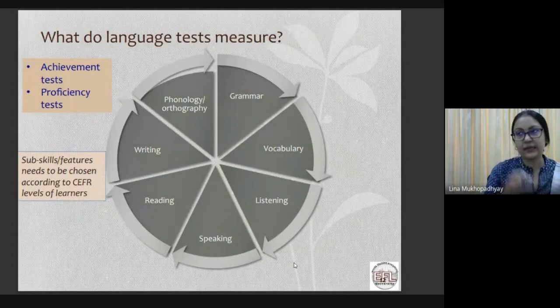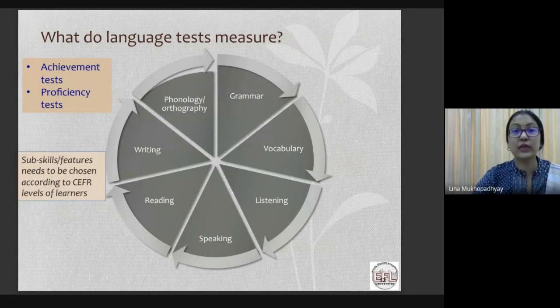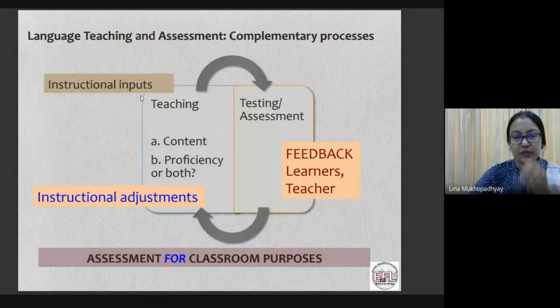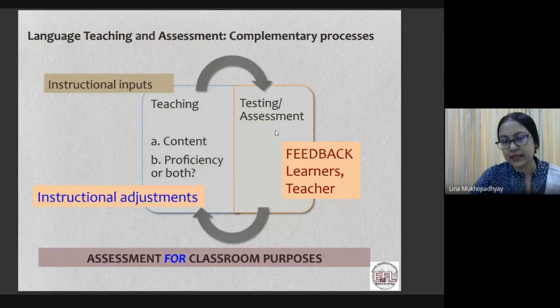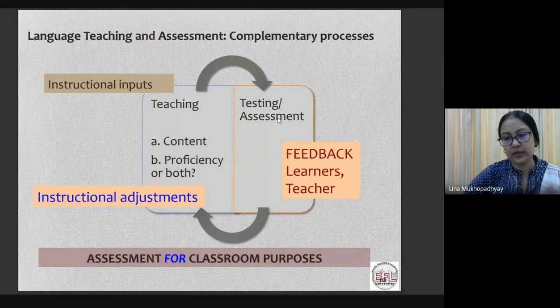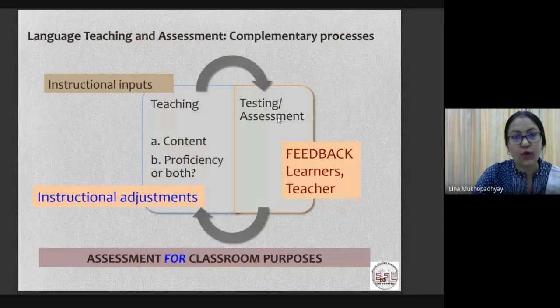So now let us look at the concept of language tests and assessment. If we think of language tests and assessment, there are two models that the teachers have in hand. One is that of the achievement test, where the teacher has a set of instructional inputs, and then there is an assessment at the end of it. So every unit there is an assessment cycle. That is the model of achievement testing or assessment.